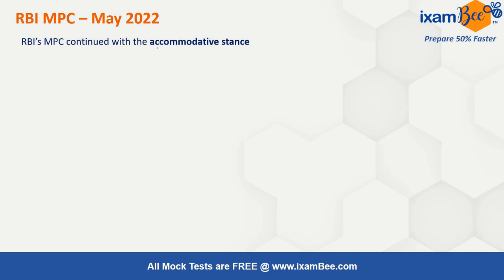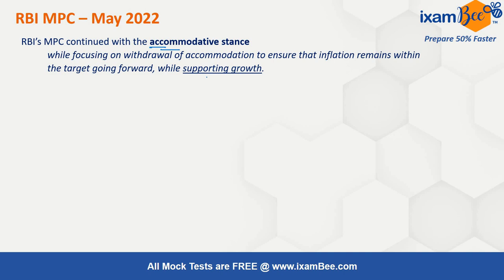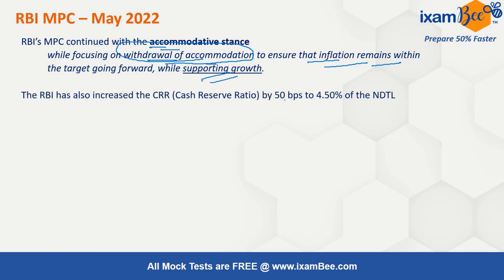In this MPC review, the accommodative stance is continued, but the focus is on withdrawal of the accommodation. Accommodation means that for the last more than 2 years RBI was trying to give more liquidity in the market by reducing the CRR, SLR, and the interest rate. RBI was trying to increase the money supply, which is what all central banks globally have been doing to fight the economic slowdown caused primarily by COVID. But now there has been excess money supply in the market and inflation has increased. So to contain inflation while supporting growth, repo has been increased by 40 bps and CRR is increased by 50 bps to 4.5, not SLR.